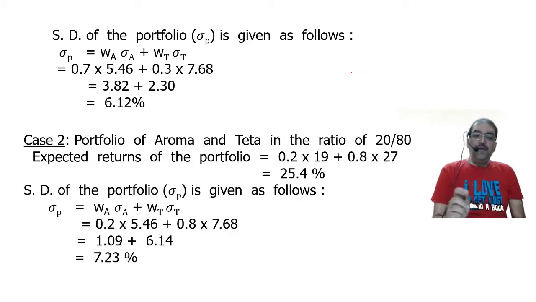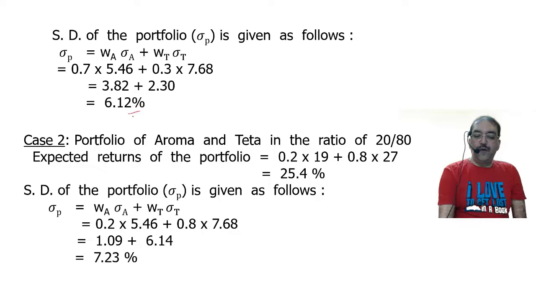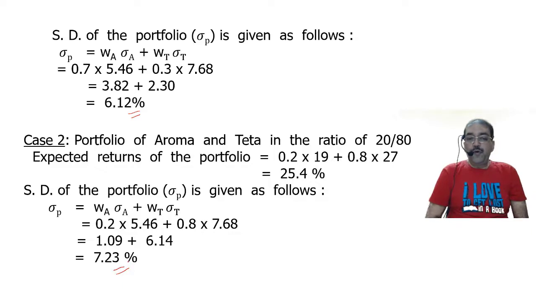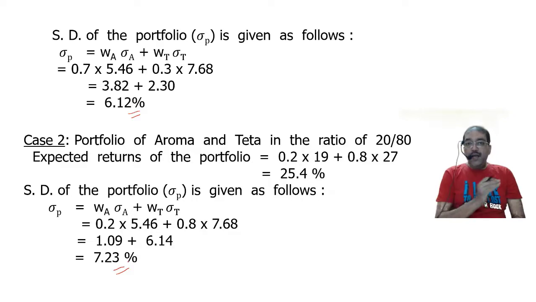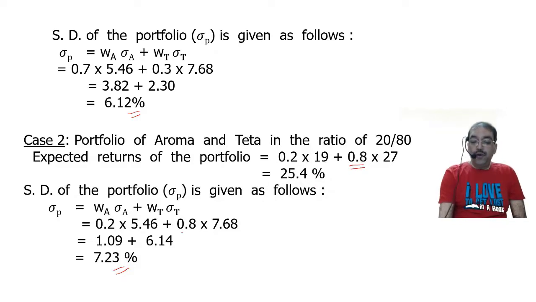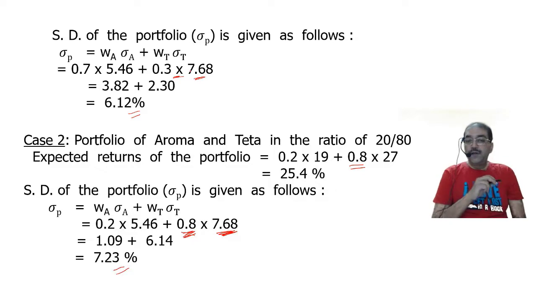Okay. Now if you see the risk of the portfolio in the two cases, in case 1 the risk is 6.12%. In case 2 it has increased to 7.23%. Risk of the portfolio has increased. Why it has increased? Because in the second case, proportion of the riskier portfolio is higher. 7.68 is multiplied by 0.8, whereas here 7.68 is multiplied by only 0.3. So the security which is having higher risk is more in case 2.